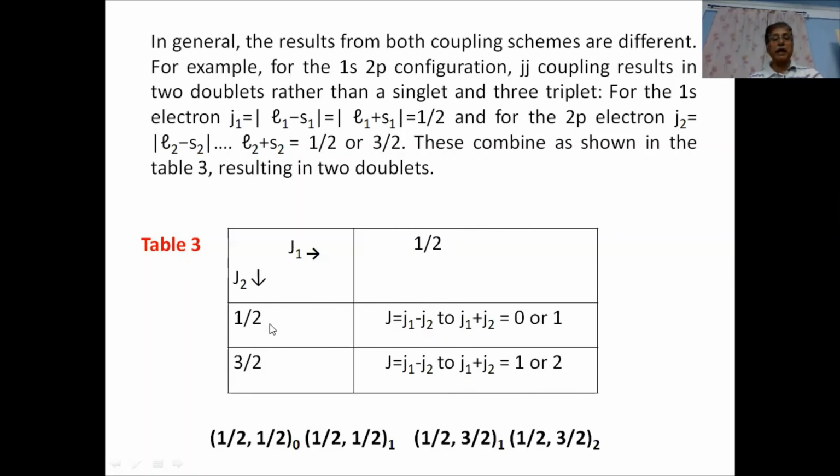J1 half and J2 half together will combine to give half minus half equal to 0 and half plus half equal to 1. So J values are 0 and 1. Similarly, half and 3 by 2 will combine to give 3 by 2 minus half equal to 1, and 3 by 2 plus half equal to 2. So we have the combinations: half and half with J equal to 0, half and half with J equal to 1, half and 3 by 2 with J equal to 1, half and 3 by 2 with J equal to 2. So we have these spectral terms coming up over here.